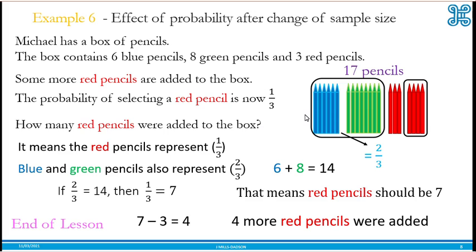Look out for lesson 2 for relative frequency and experimental probability.